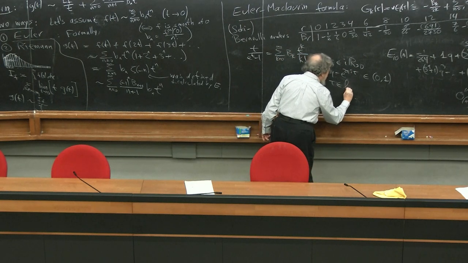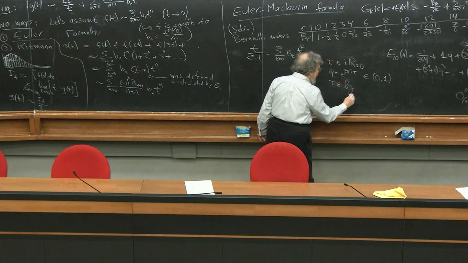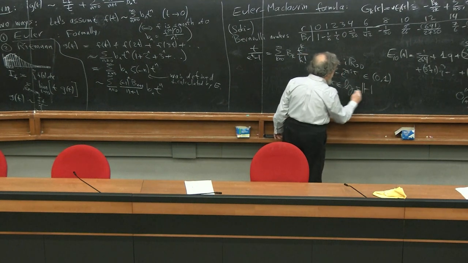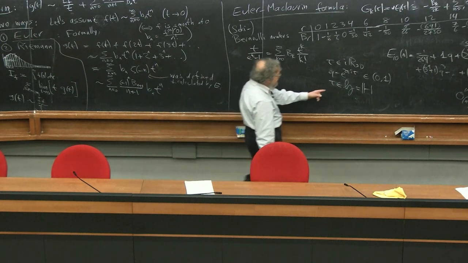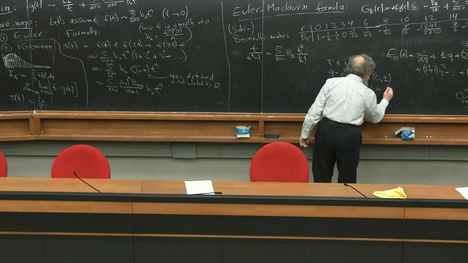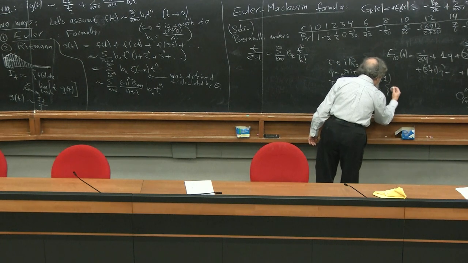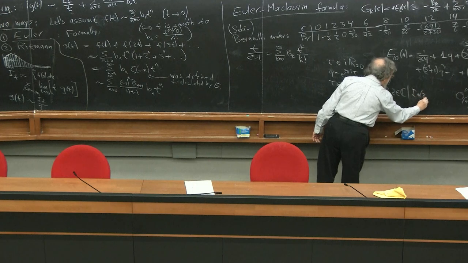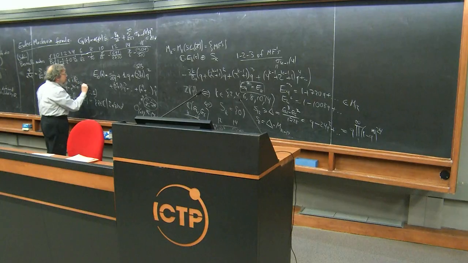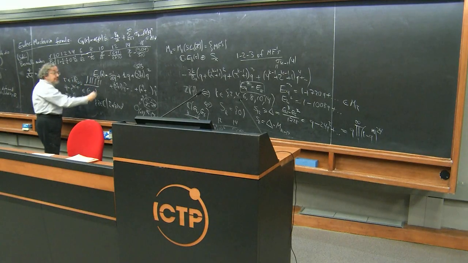Tau should be, I wrote, because I learned these things in Germany, a German H. Some people write this kind of an H. That's a German capital H, Fraktur in TeX. Tau must be in the upper half plane, which is the set of complex numbers, I can call them Z since I've already used tau, such that the imaginary part of Z is strictly positive. So tau, whatever it is, is not real. It's in the strict upper half plane.